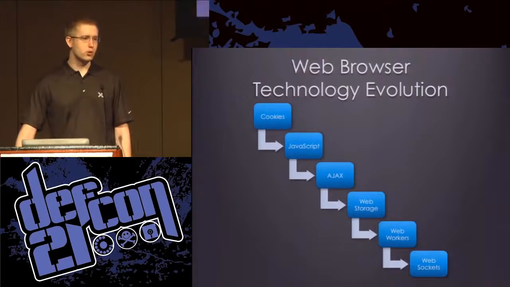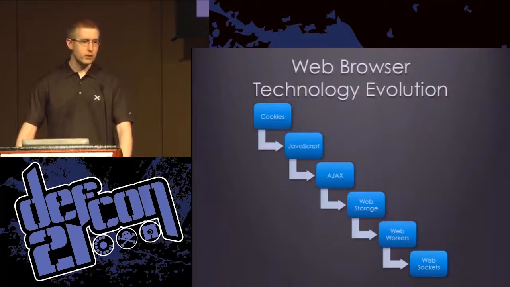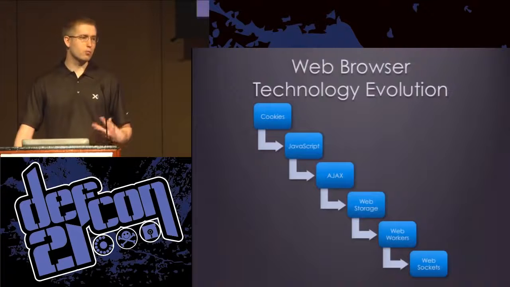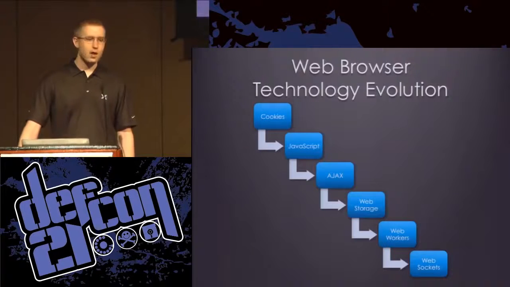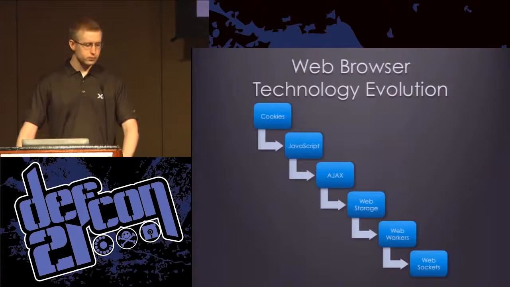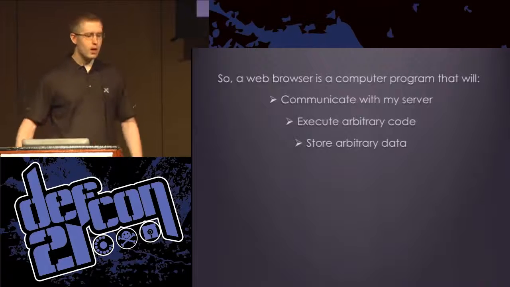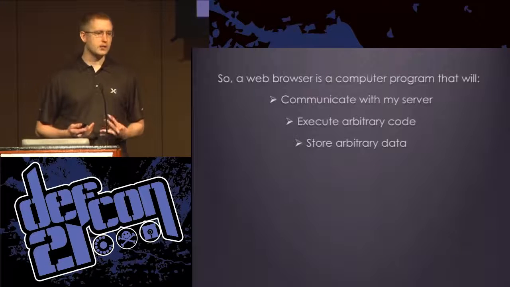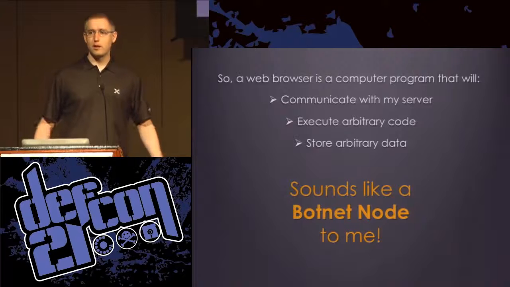Now we have web storage to store larger amounts of data in the browser. We have web workers that can spin off JavaScript threads that are separate from the main GUI threads. You can do a lot more processing without gumming up your application. And we have web sockets that create a persistent socket from the client browser back to the server. So the end result here is that a web browser is basically a computer program that will communicate back to my server, execute any arbitrary code that I hand it, and store any arbitrary data that I ask it to store. Sounds like a botnet node, right?